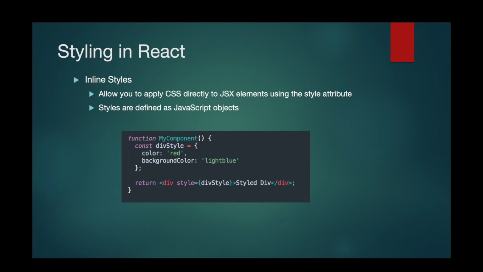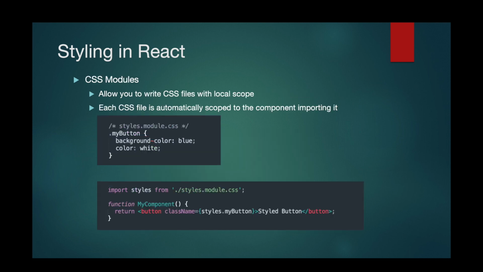In here we have my component, and inside that I have the div style, which has color red and background color light blue, and inside the div HTML element you see the style has been assigned as div style over there. Inline styles are scoped to individual elements and can be dynamic, allowing for conditional styling based on the component state or props.